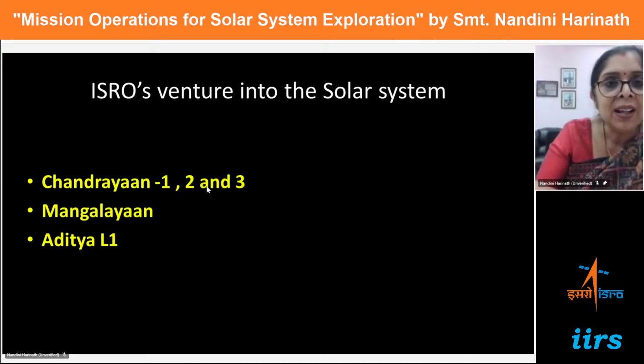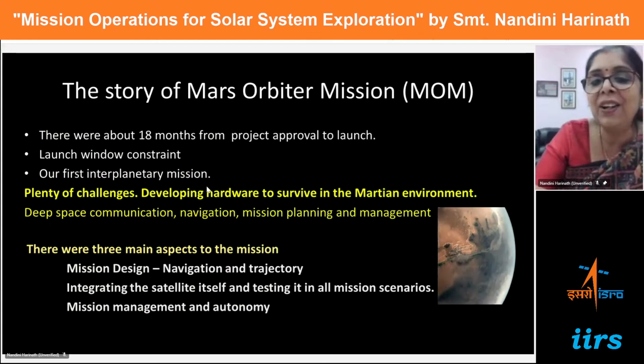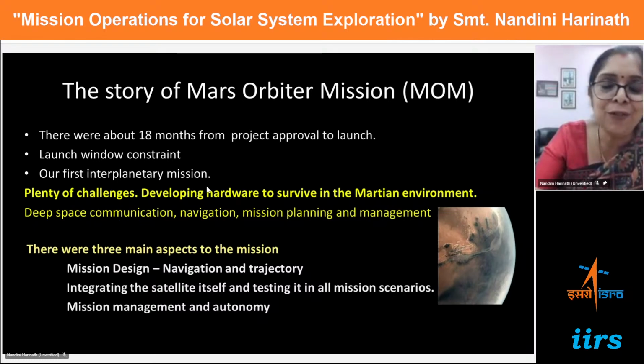So let's move on. Let me start. I'll try to cover as much ground as possible to tell you about the solar system exploration missions that we've done and what were the operational challenges in these missions. Now, first to talk about the Mars orbiter mission. All of you know that we had just 18 months between the project getting approved by the government and the launch. This was basically constrained by the launch window constraint.